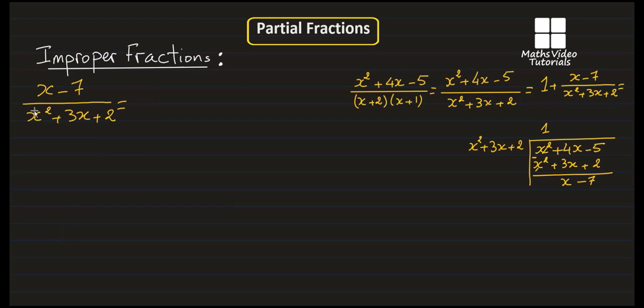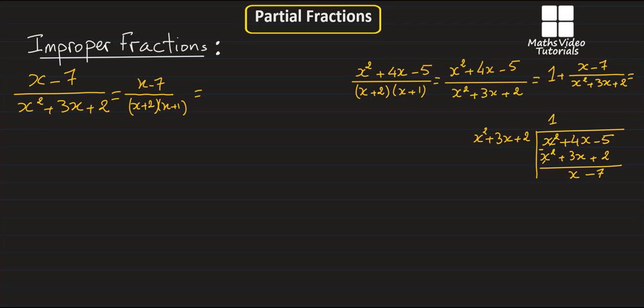Let's do that. So before we do anything with this algebraic fraction, we need to rewrite the denominator as 2 linear factors like they were given originally. x plus 2 and x plus 1. And the numerator is x take away 7. So this algebraic fraction, we can write it down as A over x plus 2 plus B over x plus 1, where A and B are constants to be found.